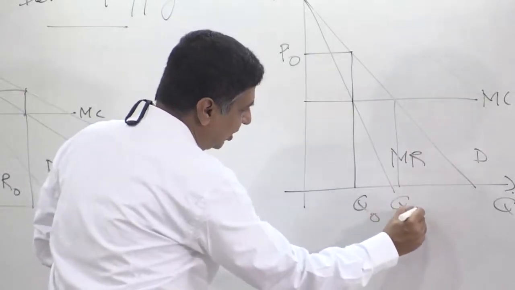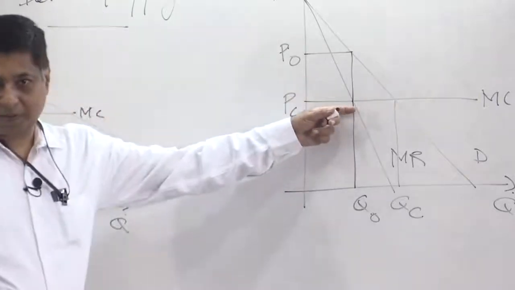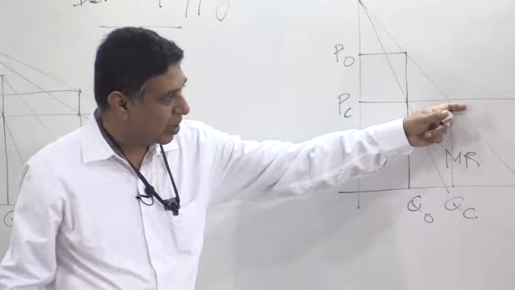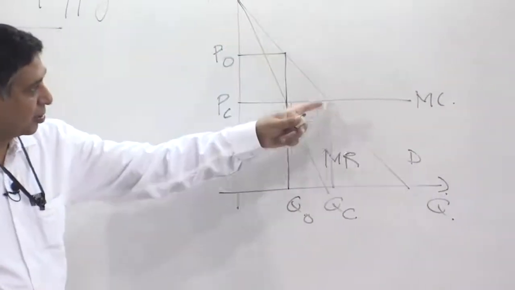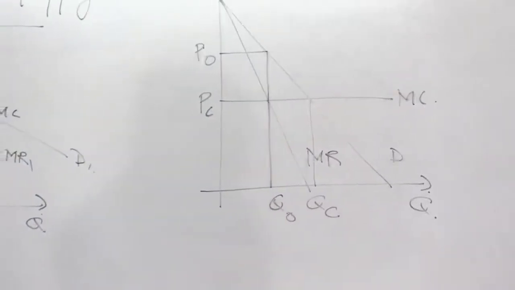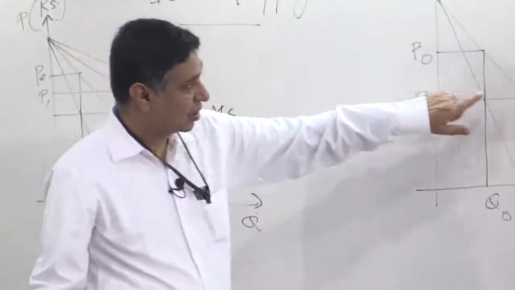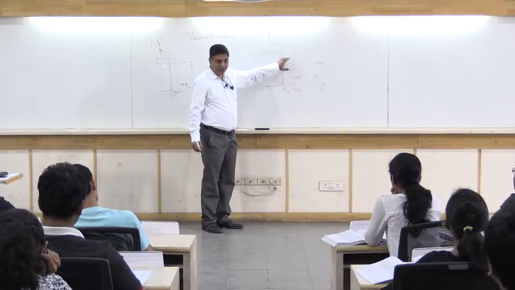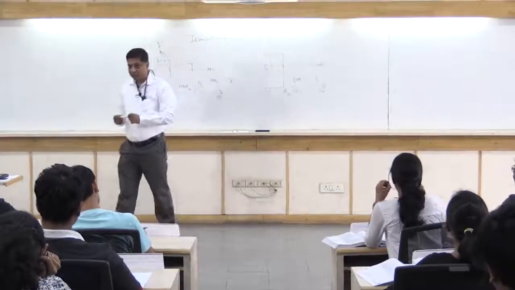This is the competitive quantity, and this is the competitive price. If this firm had been competitive, it would have set price equal to marginal cost. This is your marginal cost. You go to the point where the marginal cost curve cuts the demand curve, that would have been the output. So, the price would have been lower and the quantity would have been higher. So, what is happening because of monopolization?